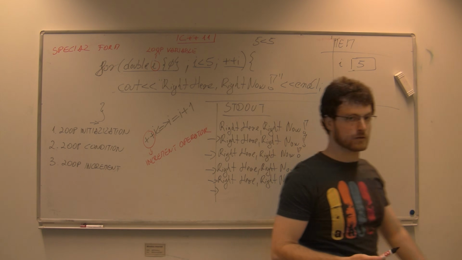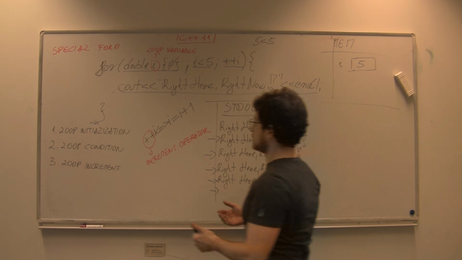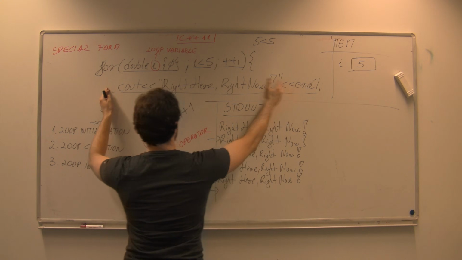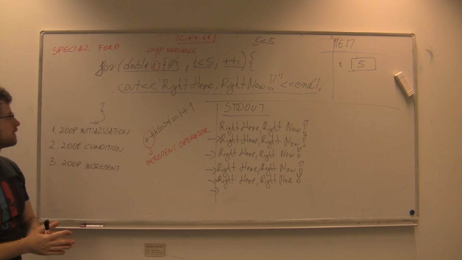In this case, there are no statements after the for loop. So the meaning of this for loop was to repeat the body, the statement, cout right here, right now, endl, 5 times.